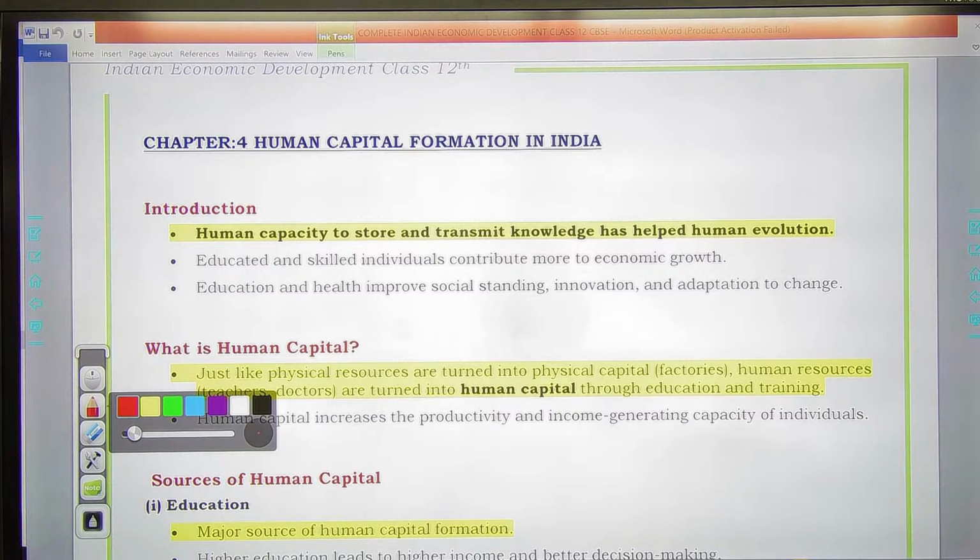So this was chapter 3. Now we have chapter 4. Chapter 4 deals with human capital formation. What is human capital formation? What is human capital formation? What is the difference between human capital and development? All these things will be talked about. This is again very important. So let's discuss this.